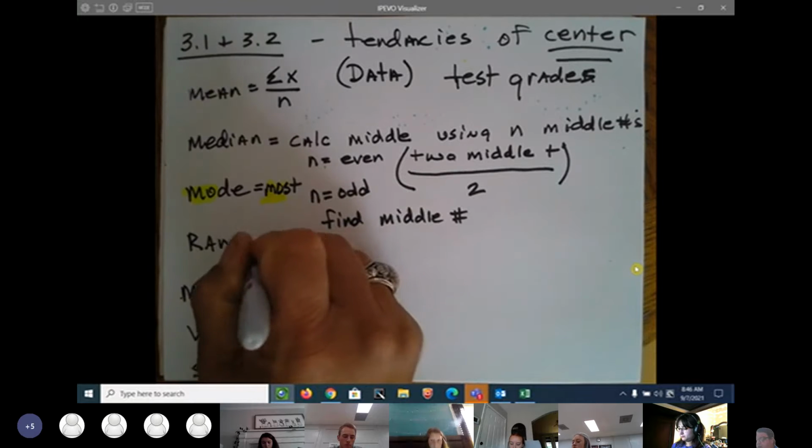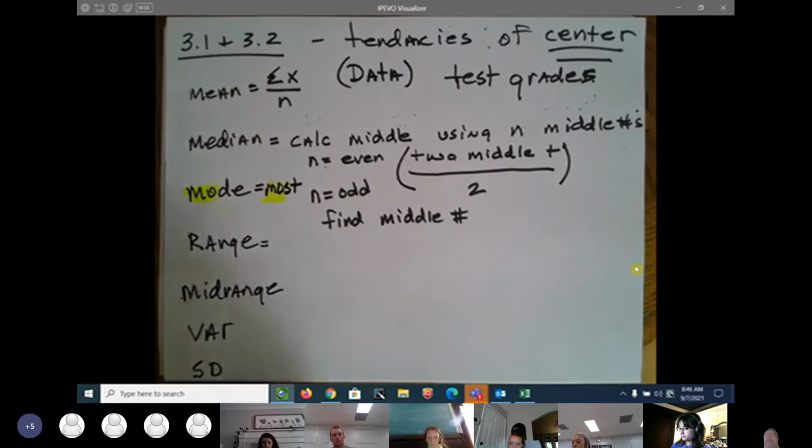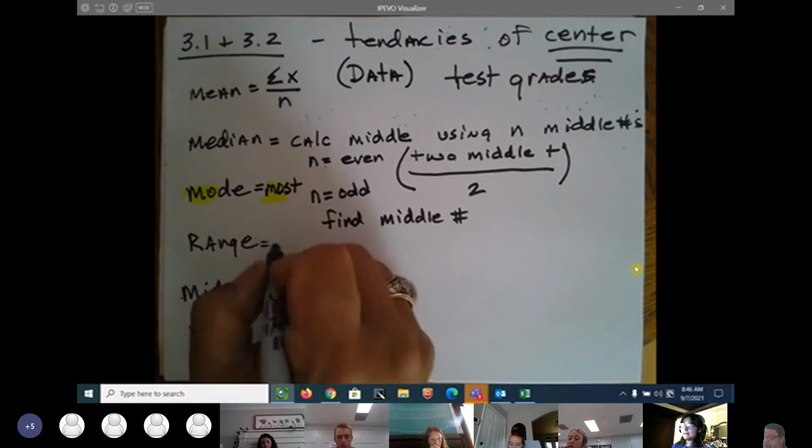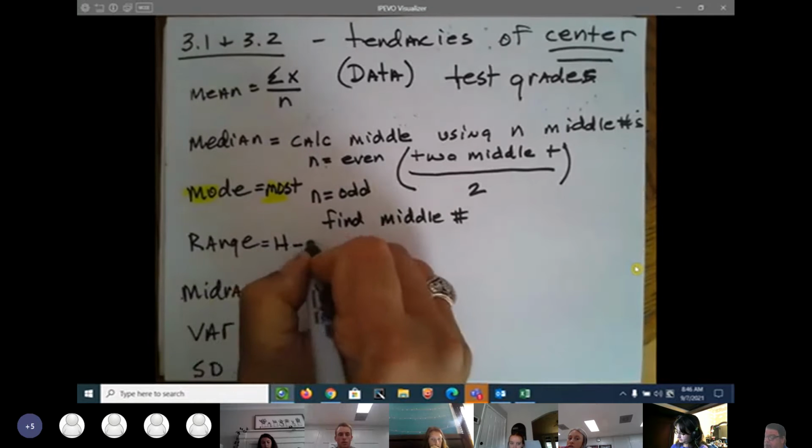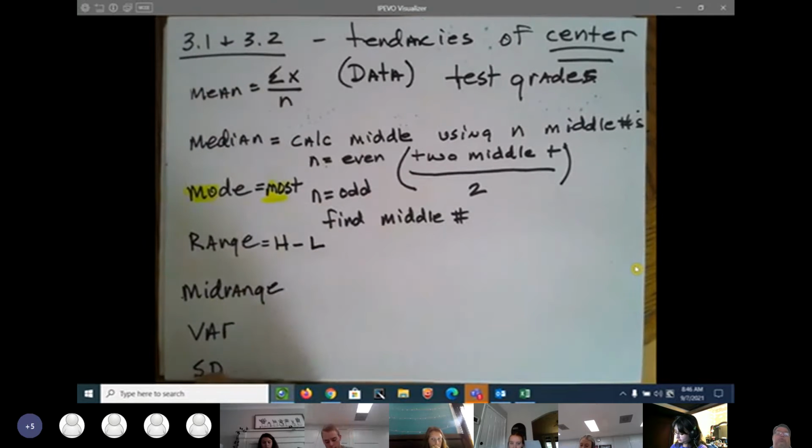Range. Anybody know what the range is? The highest minus the what? Minus the lowest.